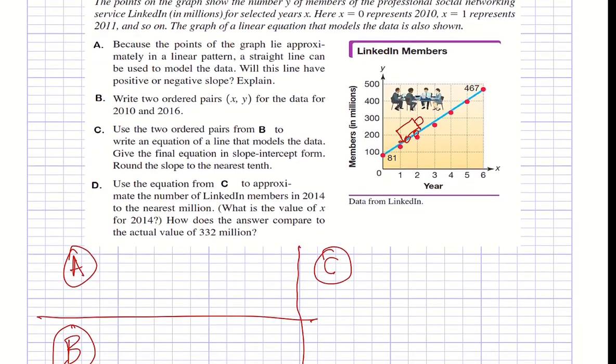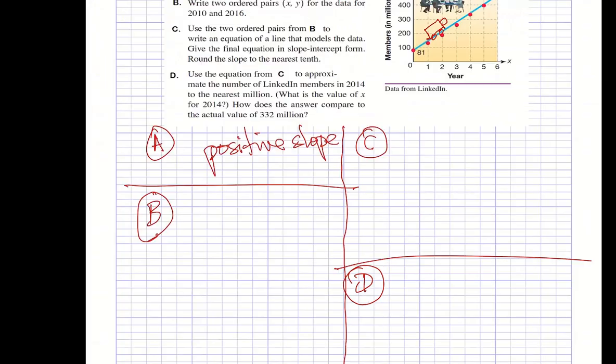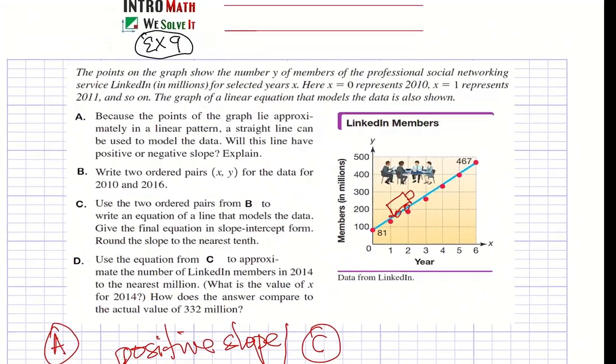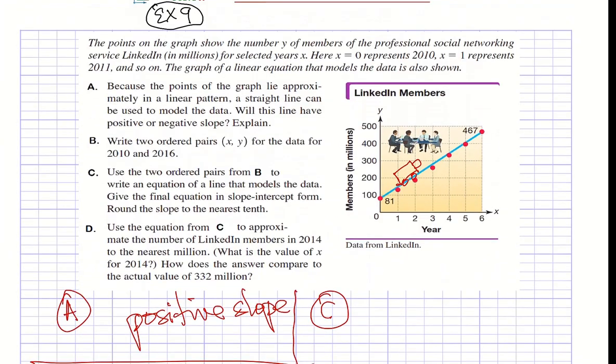From left to right, you look at it, the slope is positive, because it's going up. It's not negative. So that one is easier. I numbered the way I want to solve it, A, B, C, D, as they gave us the problem. So the first one is positive slope. Next: write two other pairs X, Y for the data for 2010 and 2016.